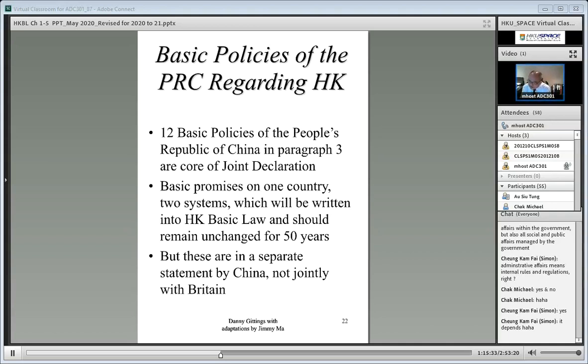So, whenever we talk about high degree of autonomy, it doesn't mean that Hong Kong can do anything it likes, as long as it is within the scope of authority given. Because even if it's within the scope of authority given, it has to be done in accordance with the Basic Law. It is only in areas where the Basic Law has not made specific provision, then we might be able to say that Hong Kong will have a freer hand.